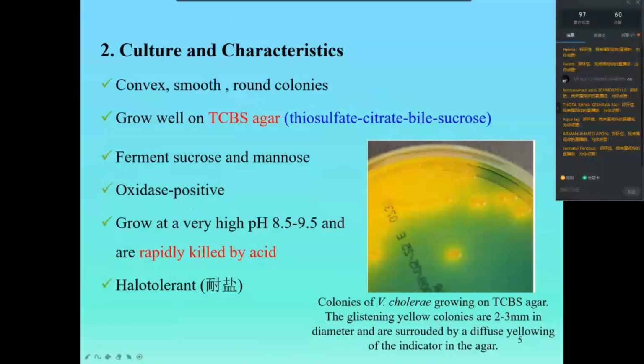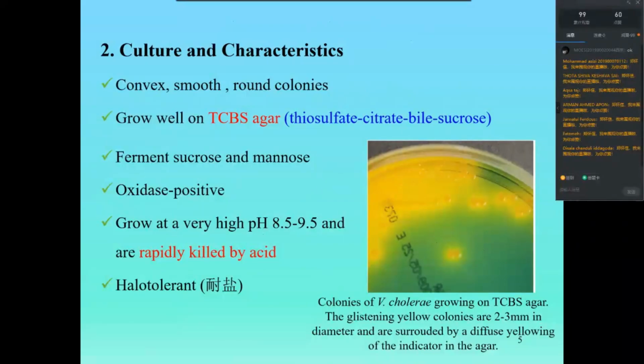Vibrio cholerae can ferment sucrose and mannose. Those are two different types of carbohydrates. And they are oxidase positive, meaning that they can produce oxidase. They prefer a very high pH, around 8.5 to 9.5. That means that cholerae is alkaliphilic. They prefer a pH above 7. So it's alkaliphilic, and they don't like acid, and acid can kill the bacteria rapidly.